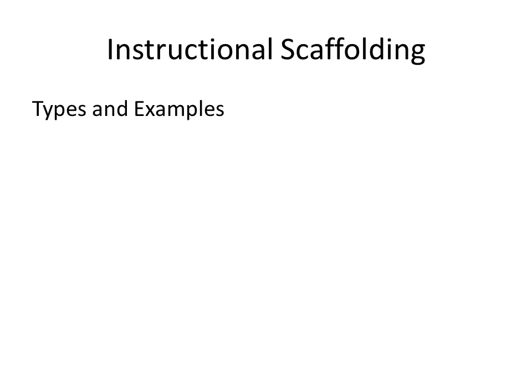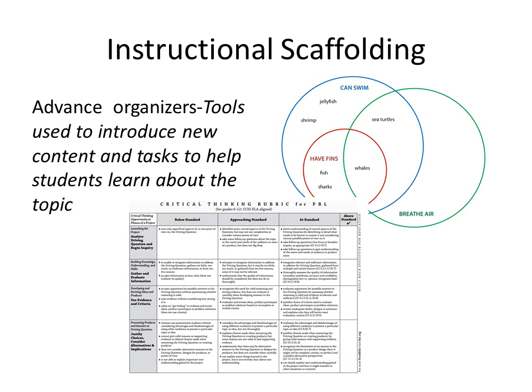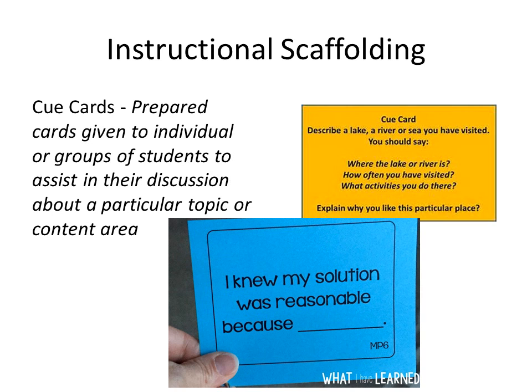Some types and examples of instructional scaffolding. Let's talk really about categories. We have advanced organizers. These are tools that are used to introduce new content and tasks to help students learn about certain topics. Within the figure, you can see a Venn diagram and a rubric. These are two primary examples of advanced organizers. You can also have organizational charts and any number of other tools that can be used to help facilitate the knowledge transfer. Another being cue cards. These are prepared cards given to individuals or groups of students to assist in their discussion about a particular topic or content area.